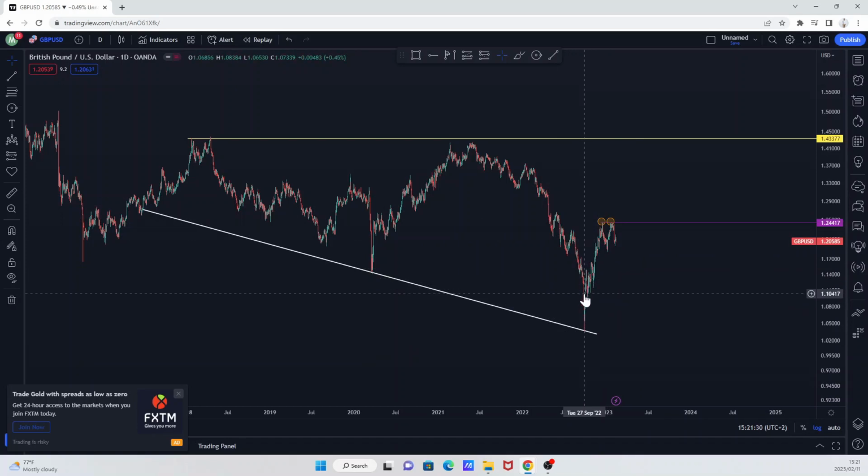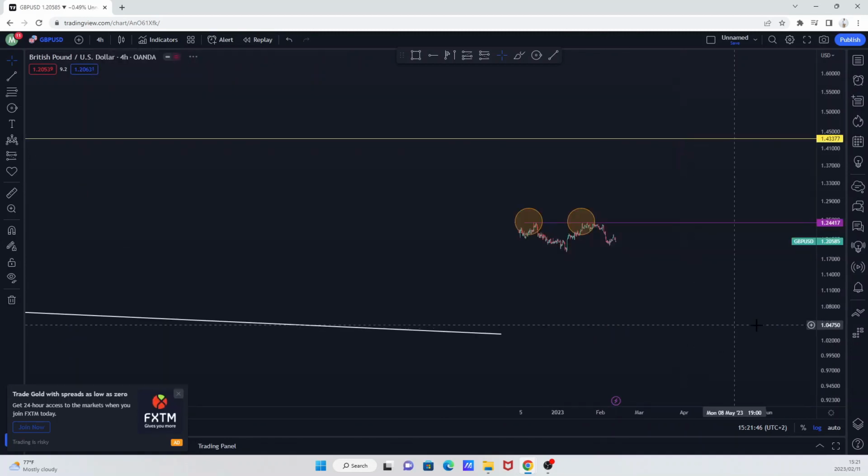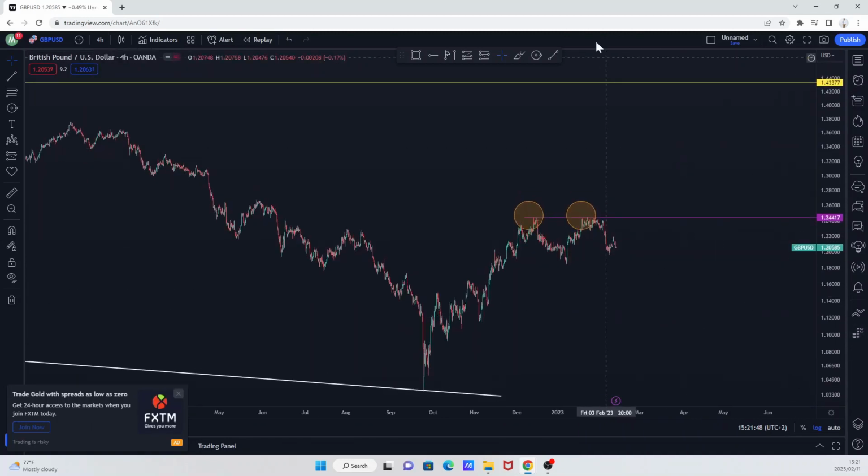But for now, there are no entries. We don't know what it wants to do. Remember, we are not trying to impose what we think the market will do, but we are following what the market is doing, right? So that's a double top that has been formed there. Maybe we can go to the lower time frame. From the lower time frame, we can maybe join this point.